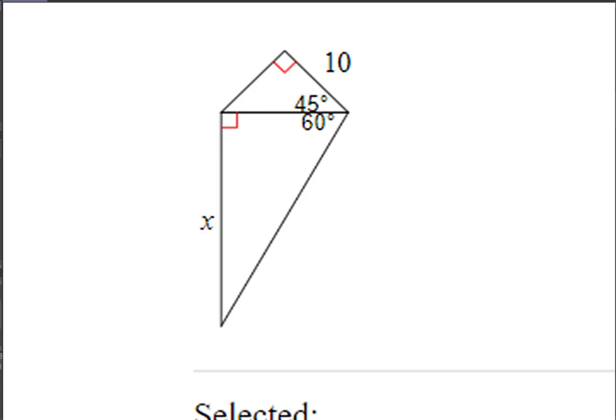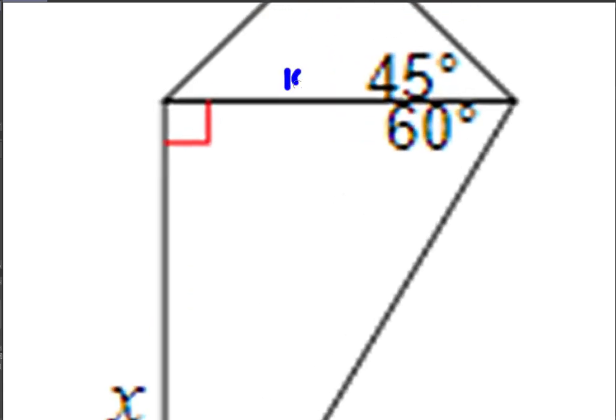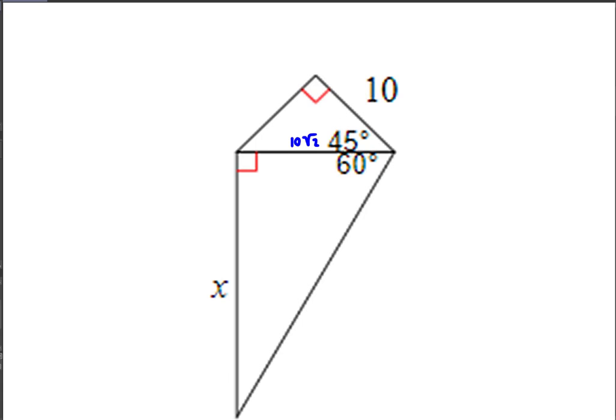So what we have to do is find this piece here so that we can find this piece here. So let's look at our relationships. This is a 45, 45, 90 degree triangle. So if this is 10, then this side here would be 10 square roots of 2.